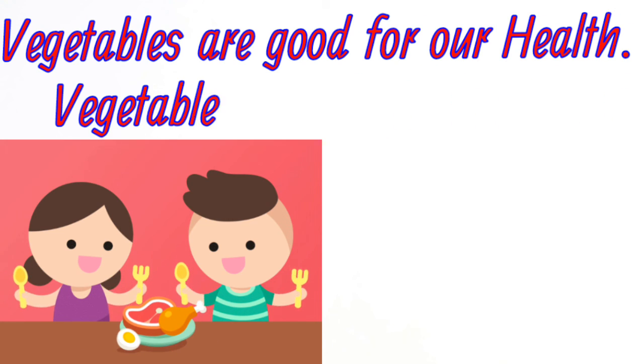Tomato. Next is potato. Potato. Say with me, potato. Next is beans. Beans. What is this vegetable, children? Beans. Next, onion. Onion. Say with me, onion.